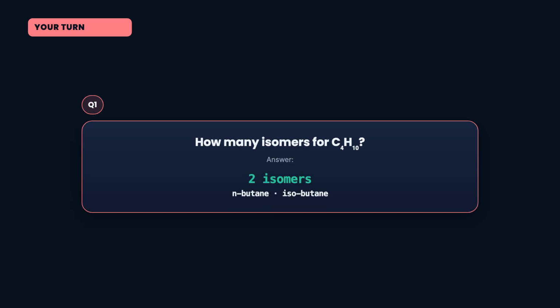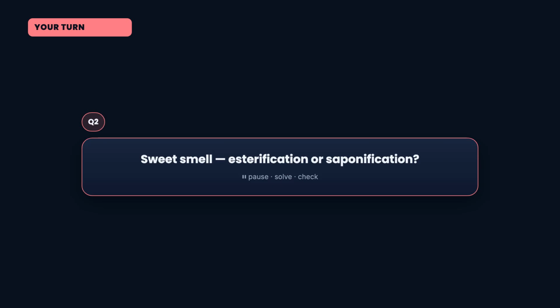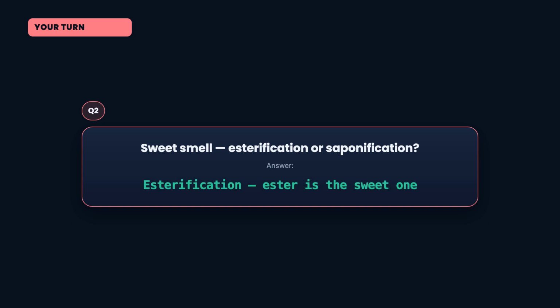2. The straight chain n-butane and the branched isobutane. That is it for butane. Question 2. Which gives a sweet smell? Esterification or saponification? Esterification. Acid plus alcohol gives ester, that fruity smell. Saponification gives soap, not perfume.